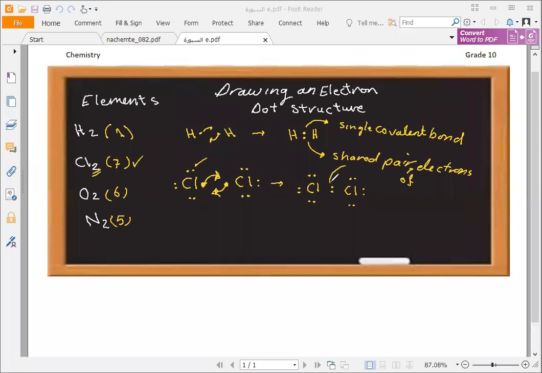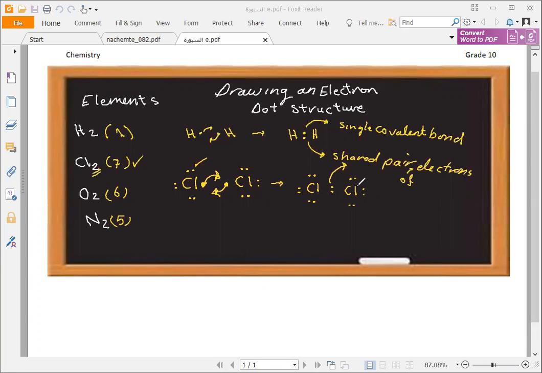These two electrons are shared. Now the rest of the covalent electrons, we draw them as they are in the first atom here.